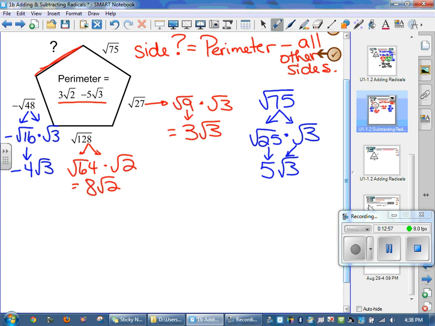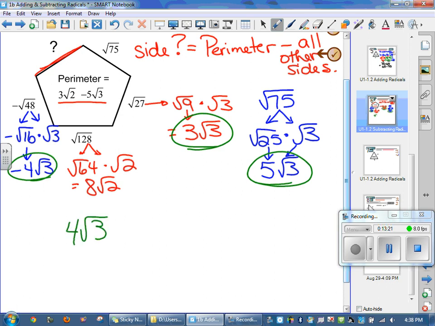So I've got root 3 and a root 3, and I have one more root 3. So those are like radicals. I'm going to add all of my root 3's. So what I have here now is a negative 4 plus 3 plus 5. So I'm going to get 4 root 3. So 4 root 3 is adding all of my root 3's together. Then I have an 8 root 2. So I need to stick the 8 root 2 beside. So these are what all of my sides add up to without the question mark, without my unknown side.